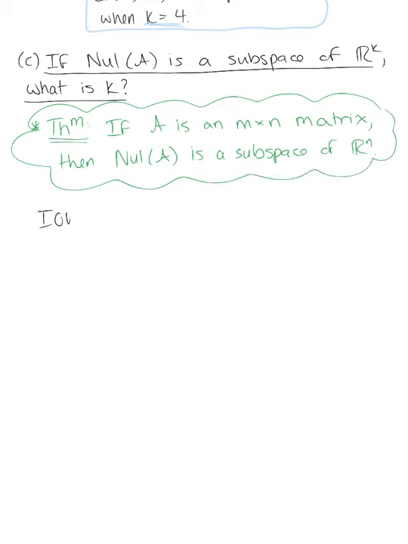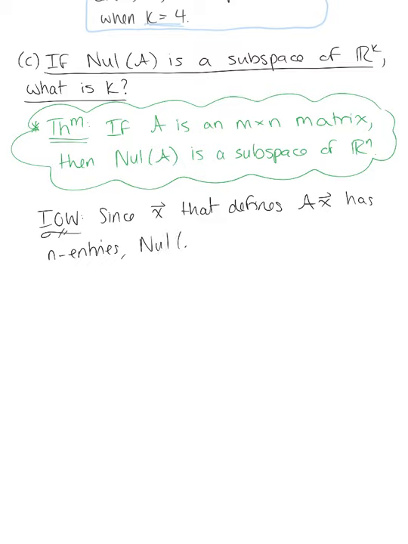In other words, we can say that since the vector x that defines the matrix equation, matrix A times vector x, has n entries, then the null space of A is a subspace of Rk when K is equal to n. So since a vector x that defines the matrix equation has n entries, the null space is a subspace of Rk when K is n.